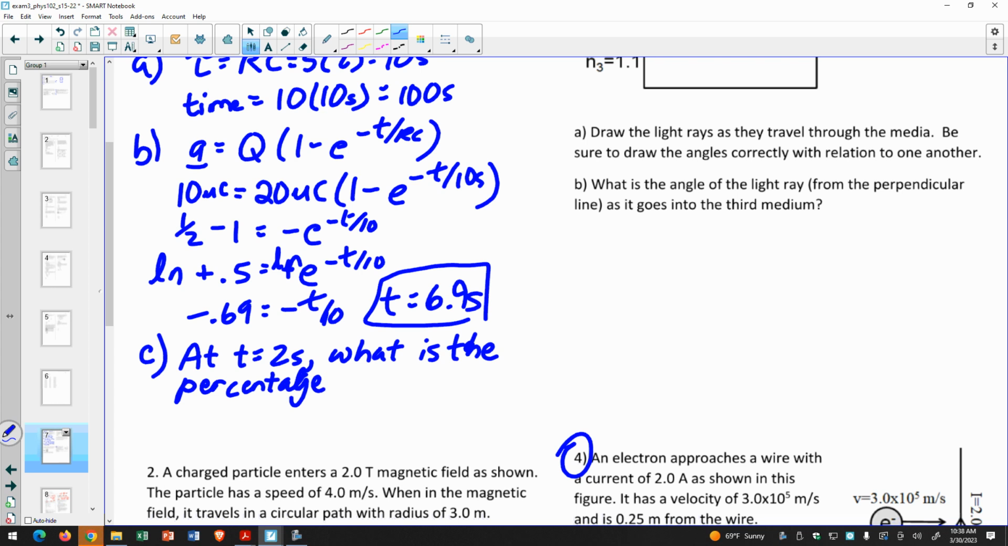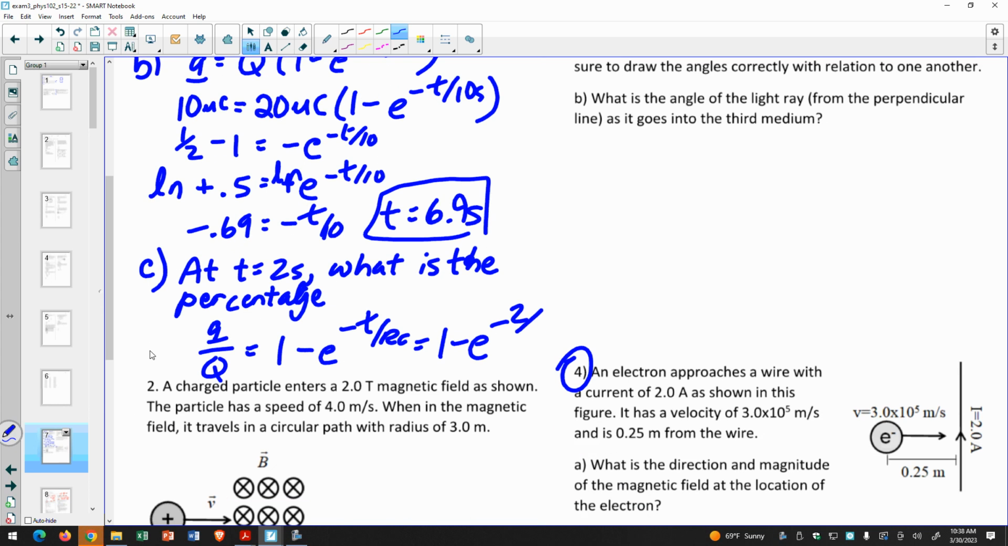Is it at 50%, 70%? I want you to tell me what is the percentage. So I would say that what I'm really looking for is Q over Q max. So that's going to equal 1 minus e to the minus t over RC, which is 1 minus e to the minus, the time is 2 seconds, divided by the time constant, which is 10, and then whatever that is, you can do that in your calculator to find the percentage.